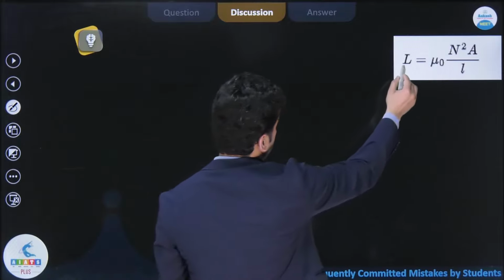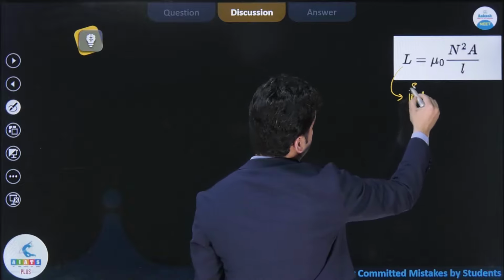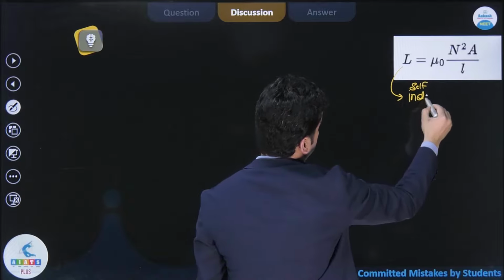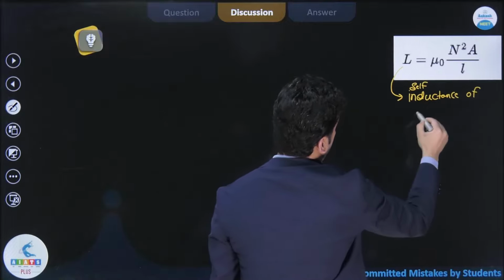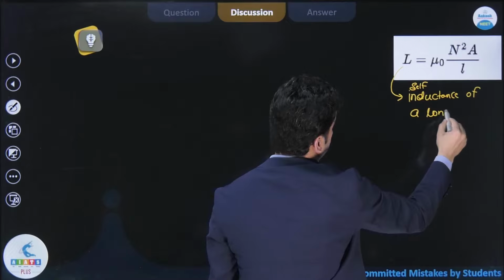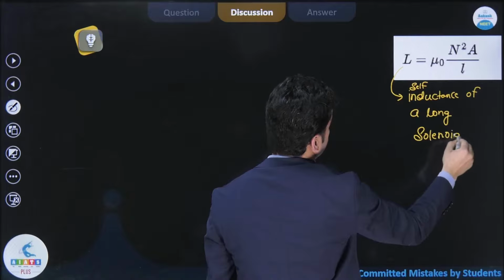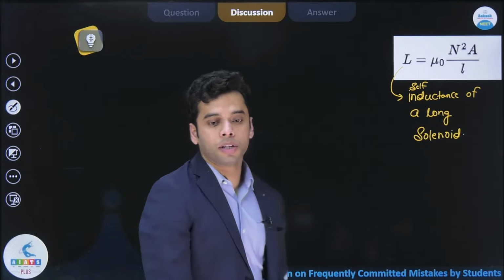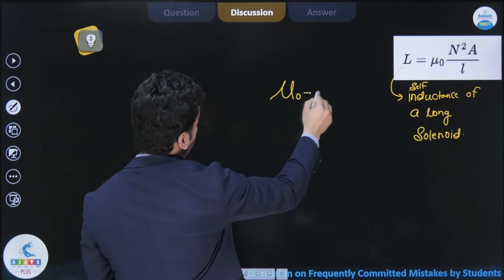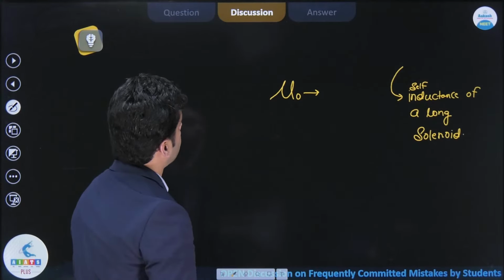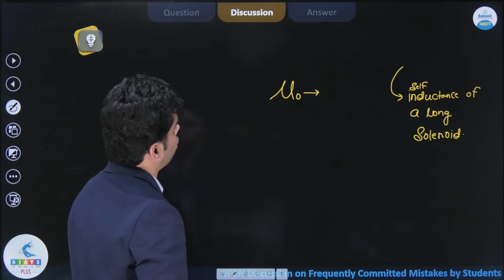This expression it denotes the inductance or else say self inductance of a long solenoid. ठीक है, तो इंडक्टेंस में आप देख सकते हैं कि ये किस किस पे डिपेंड कर रहा है. ये म्यू नॉट पे डिपेंड कर रहा है. ठीक है, म्यू नॉट क्या है बेटा? अब आपको स्टेटमेंट में बोला था कि परमिएबिलिटी ऑफ मीडियम पे डिपेंड करता है. ठीक है ना, तो म्यू नॉट क्या है?